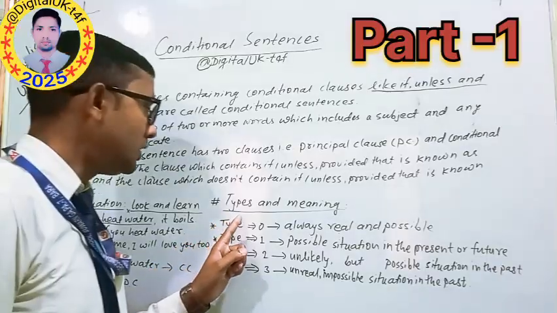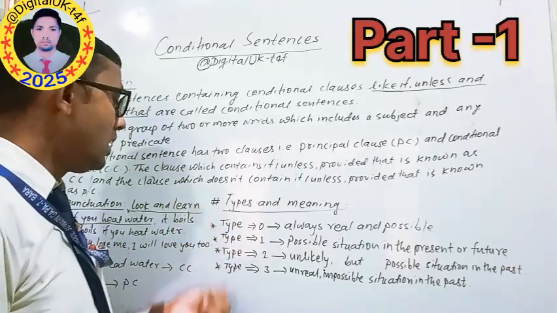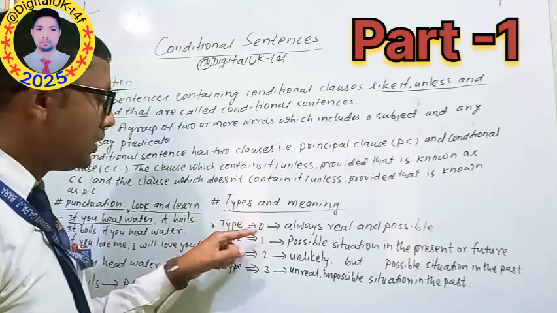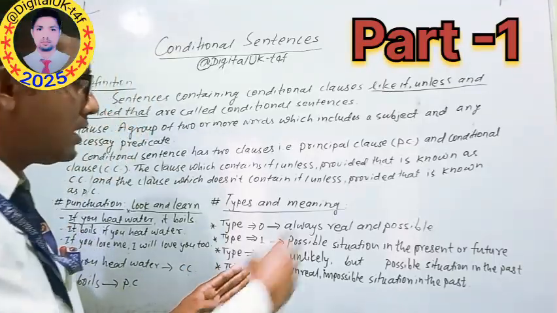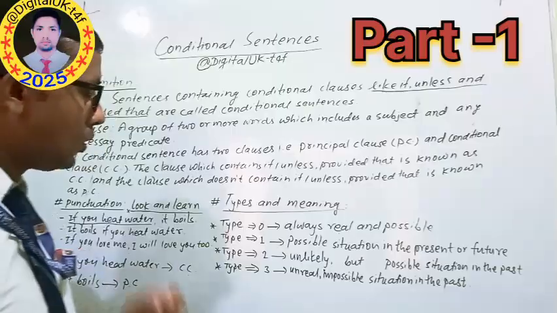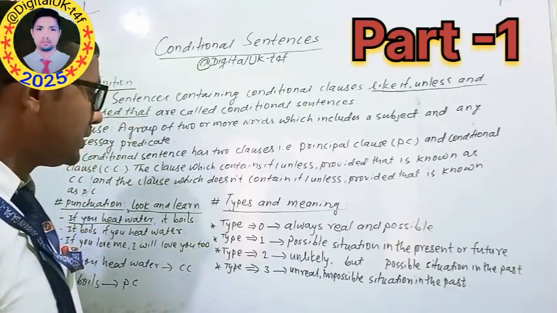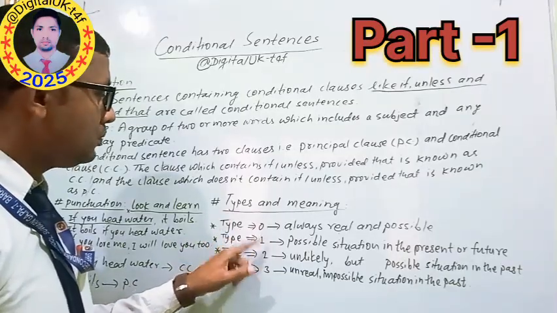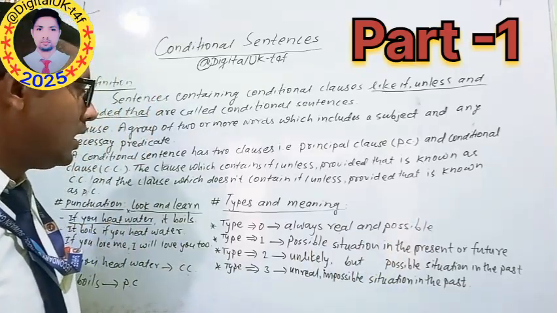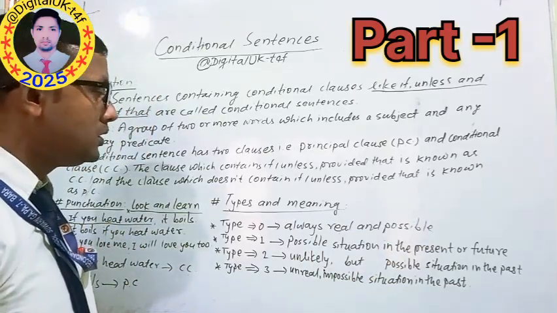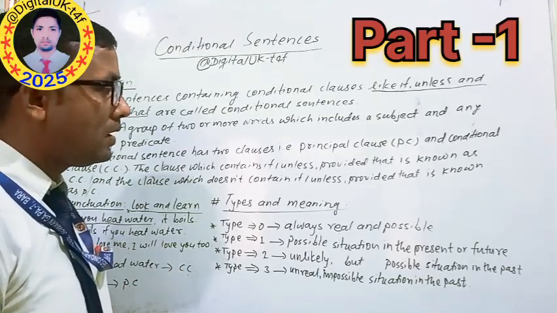After that comes types and meaning. In types and meaning, we will discuss altogether four types including zero. You can see on this side its types, and in the same way on the other side its meaning. So we should understand the meaning of type 0, type 1, type 2, type 3. What is their meaning? Type 0 is always telling about what is real and possible. This type 0 is always expressing an action that is real and possible.